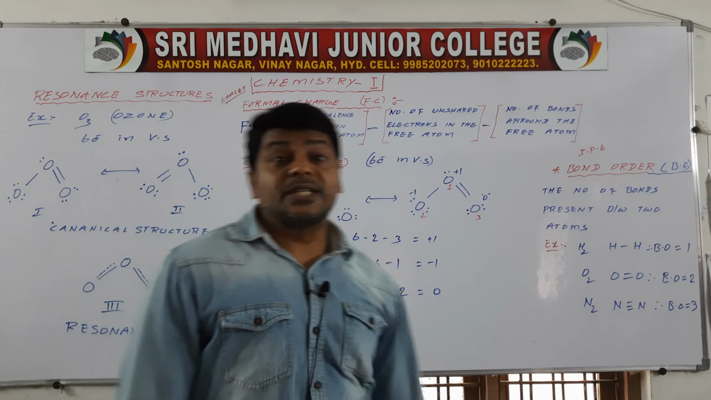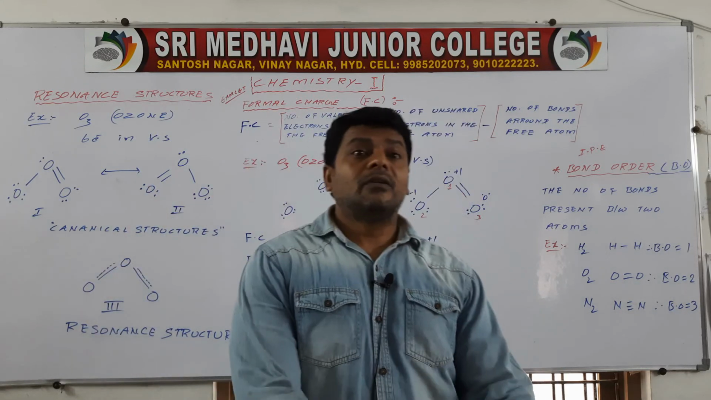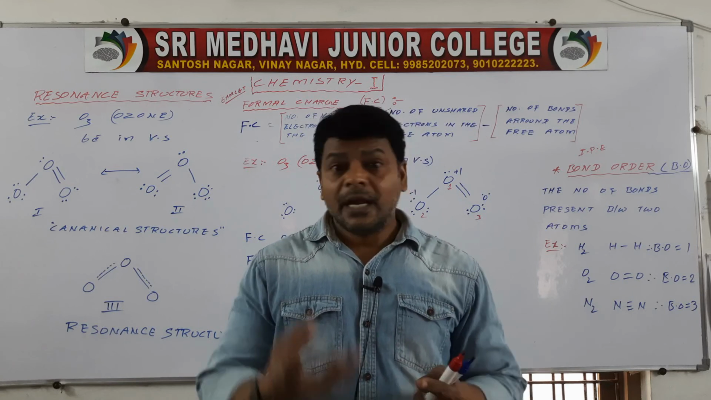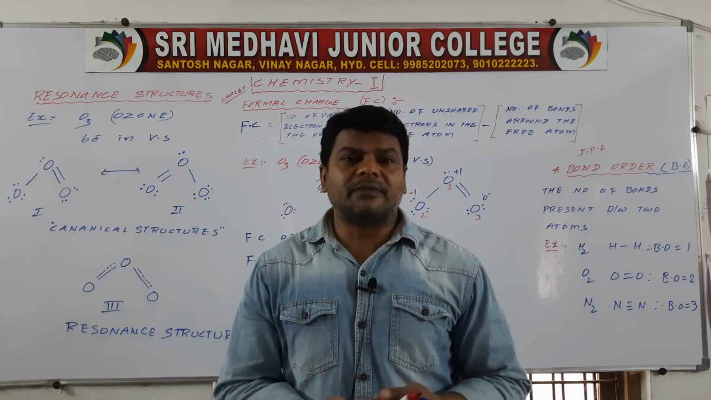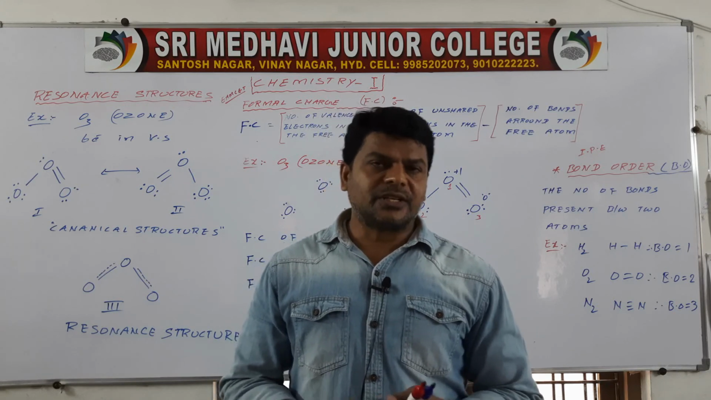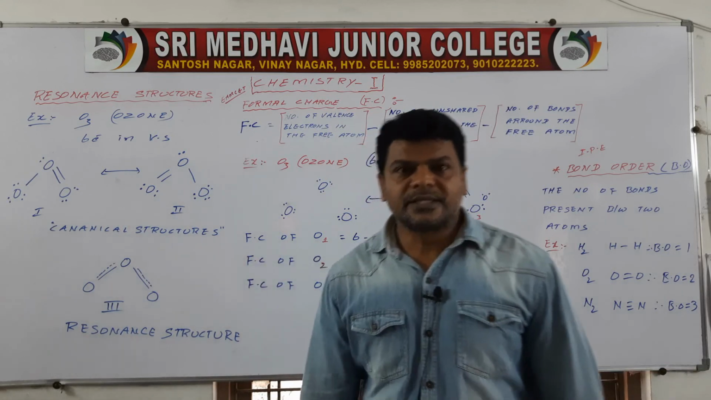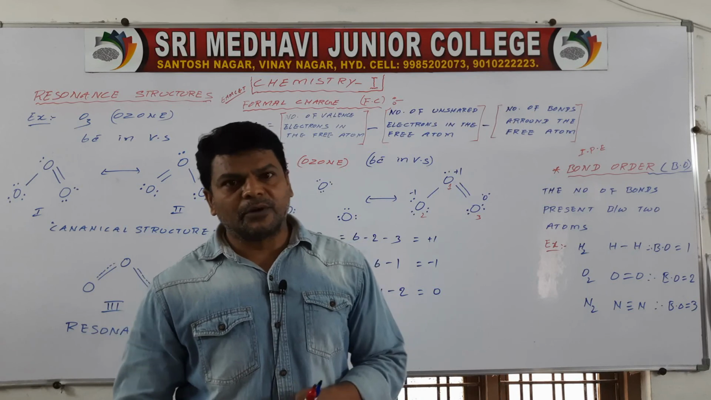Next, resonance structures. Resonance structures mean one molecule has more than one structure, which are nothing but canonical structures. Canonical structures represent the original parent molecule structure, which is the resonance structure. Okay, so this is the way. You have to understand this and practice some more examples.